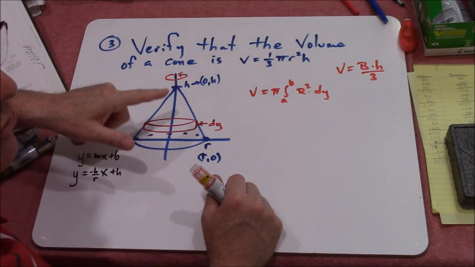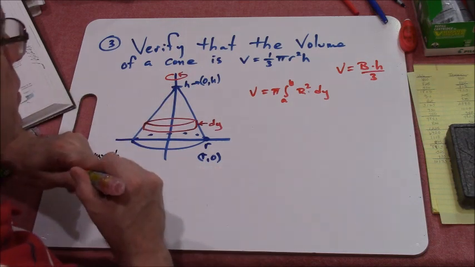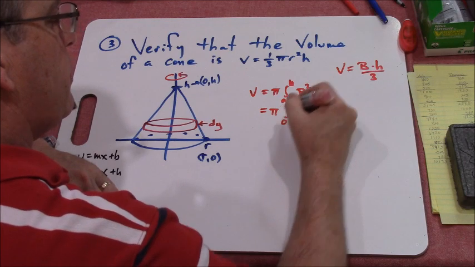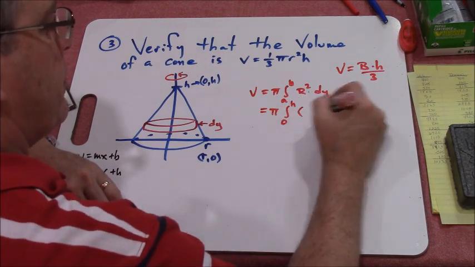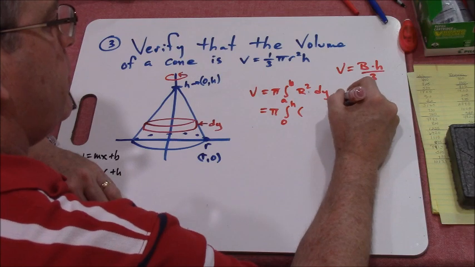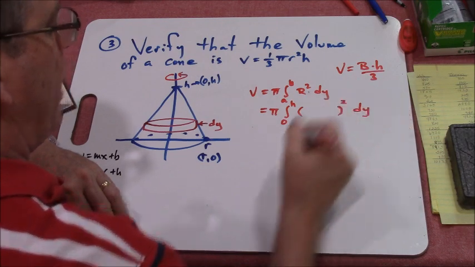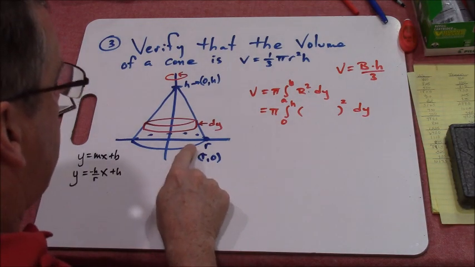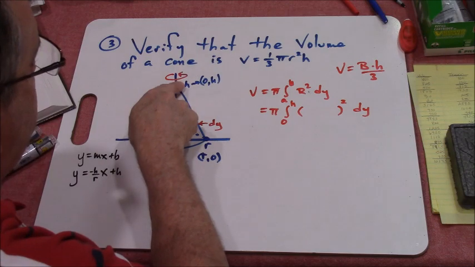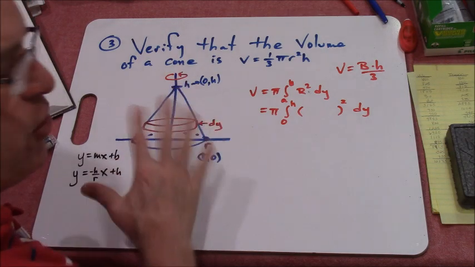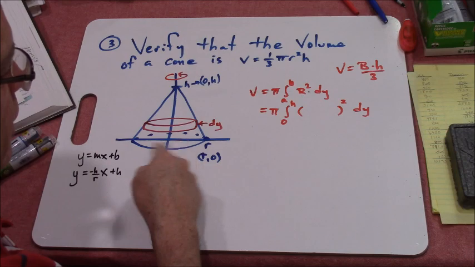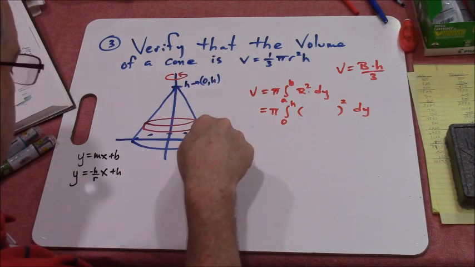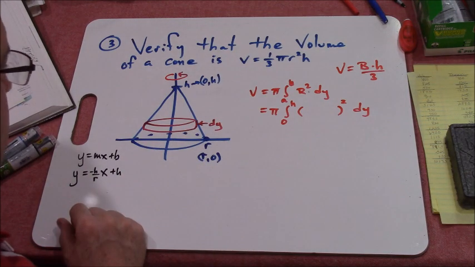From 0 to h. So my integral is now pi times the integral from 0 to h. I've got something squared, and I just know I want it to be in terms of y. So what I have to remember here is r is a fixed value, and so is h. I know we can change that and have different heights and different radii for a cone, but for this problem, these aren't changing. So I just need to think of those as constants.